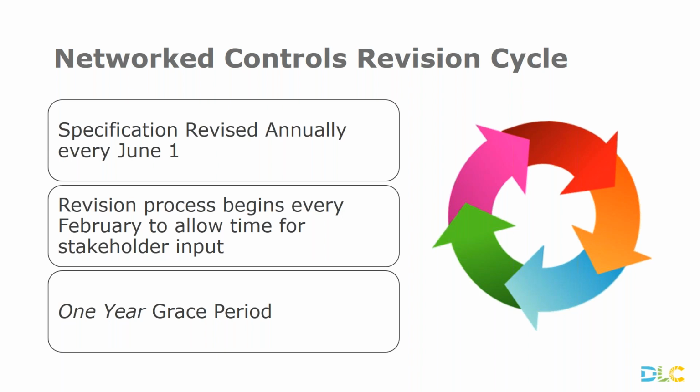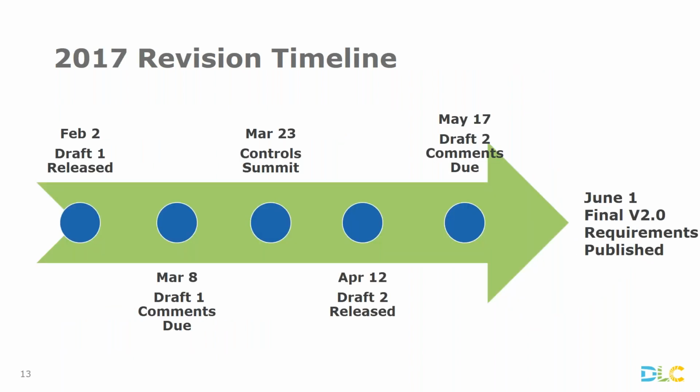We recognize that this is a very frequent revision cycle, and because of that, we allow what is effectively a 1-year grace period. After your system has been listed for a particular version of the specification, at the time of the next revision in June, you will have the option to relist and keep your system fully qualified against the prior specification for a 1-year period. This provides a 1-year period for a manufacturer to change their system if they need to in order to keep it listed. We begin this revision process every February to allow time for stakeholder input.